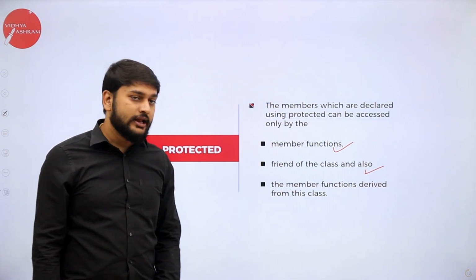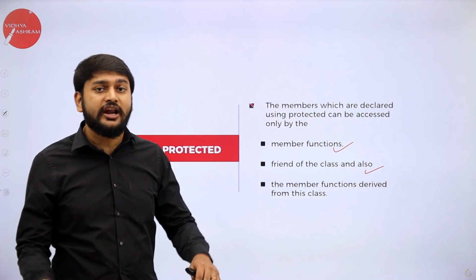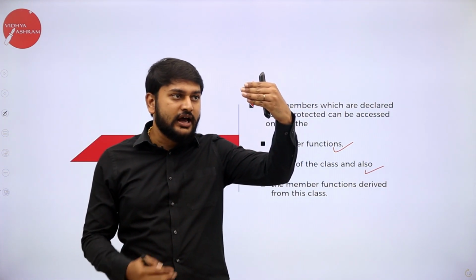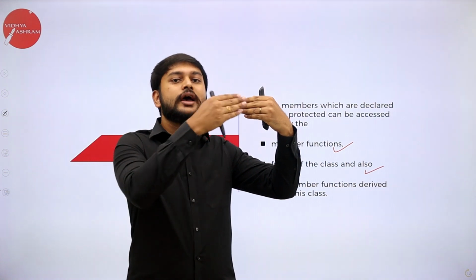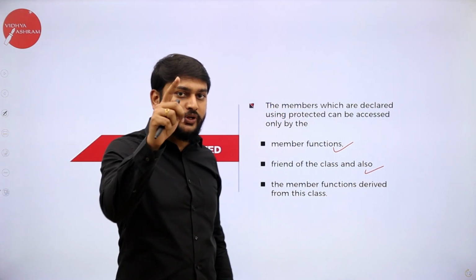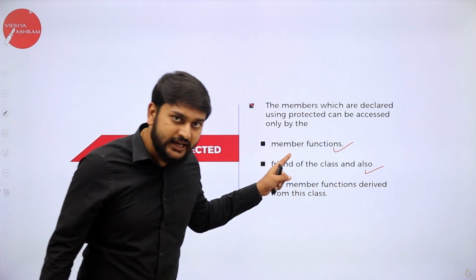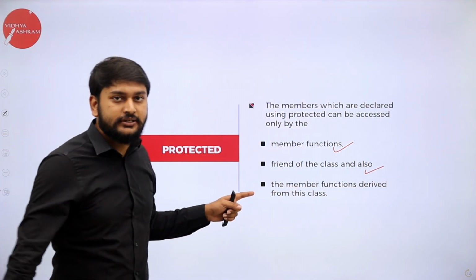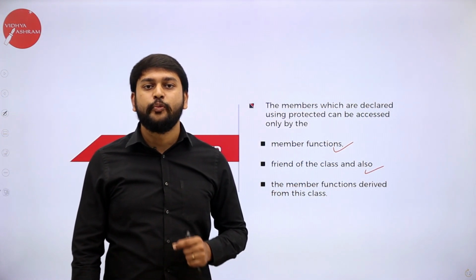So what is the next one? The member function of the derived class, those who are derived, I can call them relatives as of now. I have a base class, and using this class I will derive one more class. So this class can also access this data member and member function. 3 points you need to remember with respect to protected. The first one is member function can access, the second one is friend function can access, and the third one is derived class can access what is declared under protected.